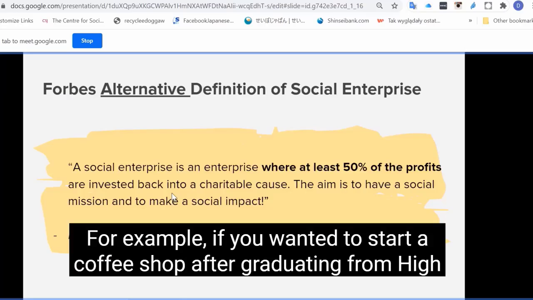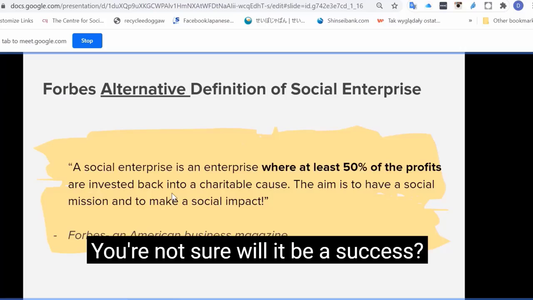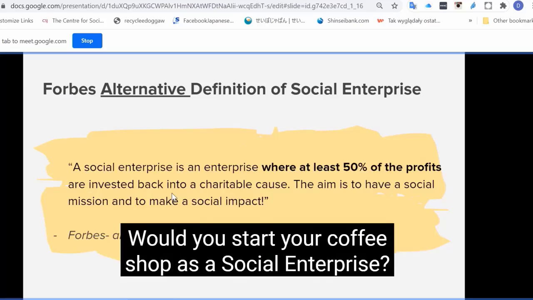For example, if you wanted to start a coffee shop after graduating from high school and you have to borrow money from the bank to start the coffee shop, you're not sure, will it be a success? You don't even know if you're going to make a profit. Would you start your coffee shop as a social enterprise?